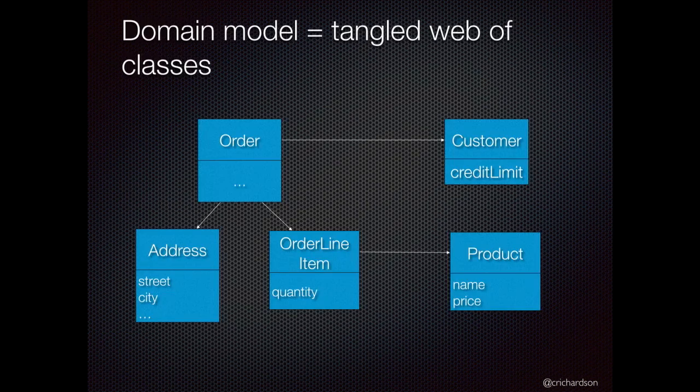One of the problems with the microservice architecture is, if you think about your domain model, it is a tangled web of classes. In traditional object-oriented design, classes reference other classes through associations or has-a relationships. So an order has line items and an address, it references a customer, and the line items reference a product. That's a typical domain model.